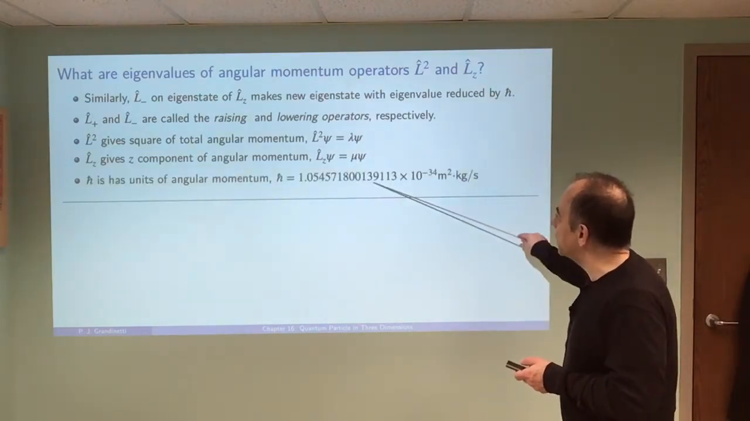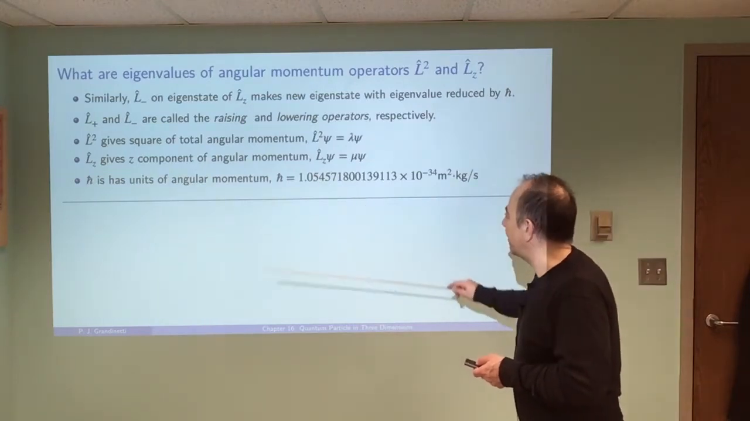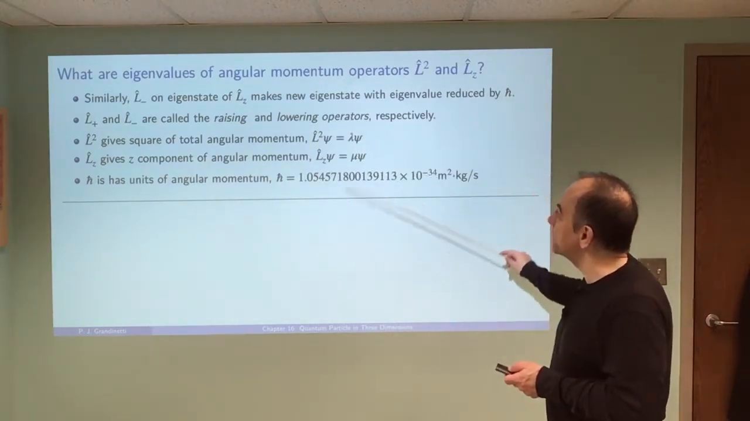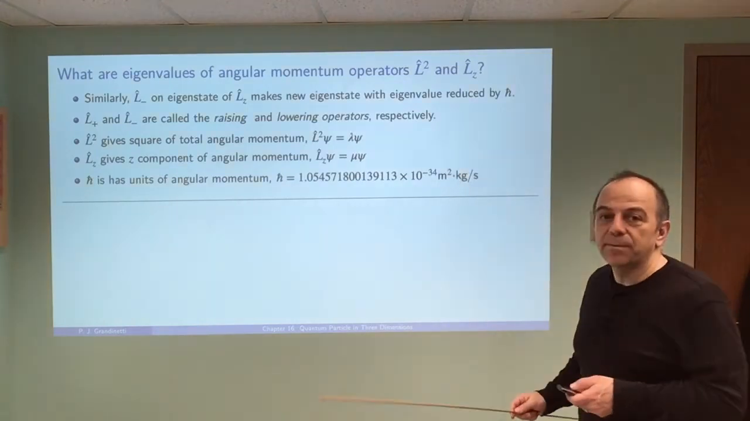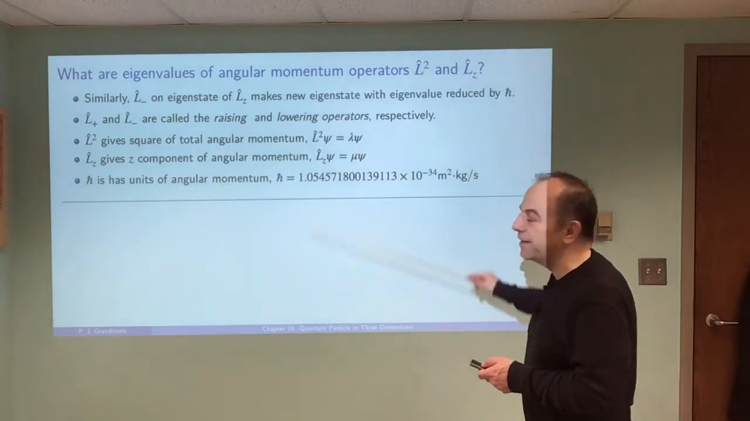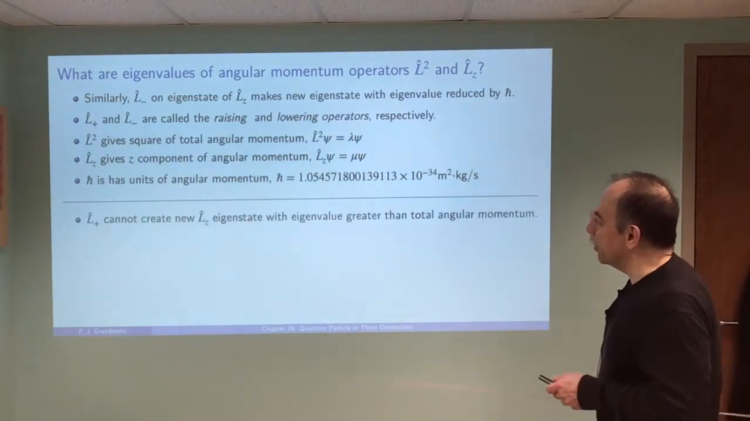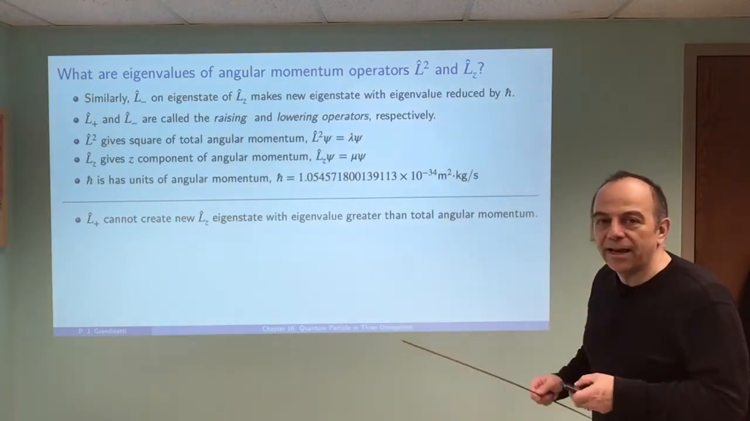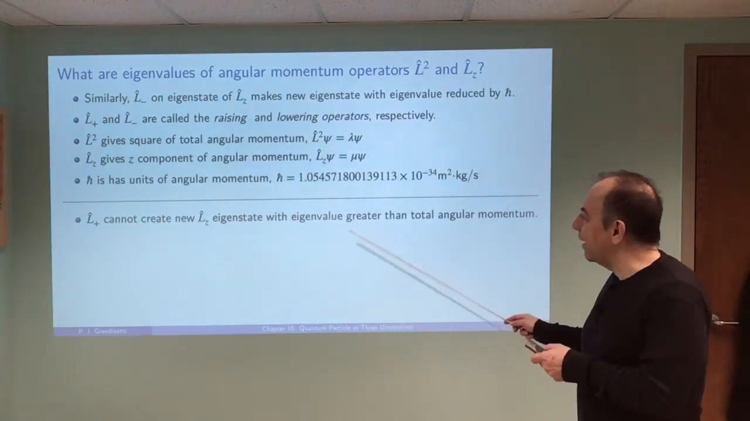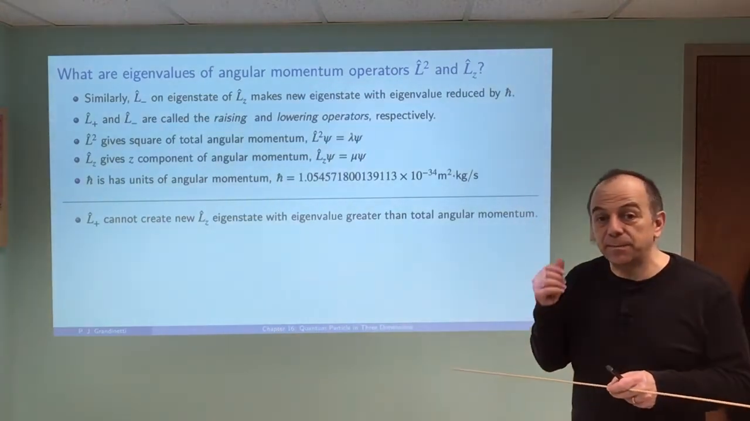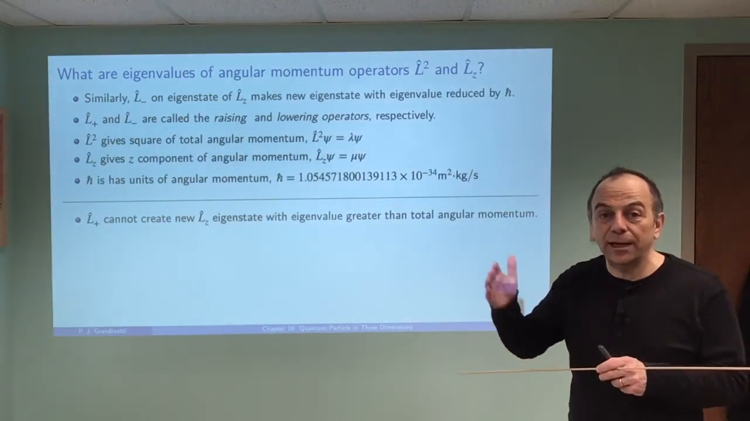And we know that h bar is this unit of angular momentum, so we still have to determine these two constants, but we're going to use this behavior of L plus and L minus to help us figure out what lambda and mu are. So if I apply L plus to an eigenstate of Lz, I can't get a value back that's bigger than the length of the total angular momentum vector.